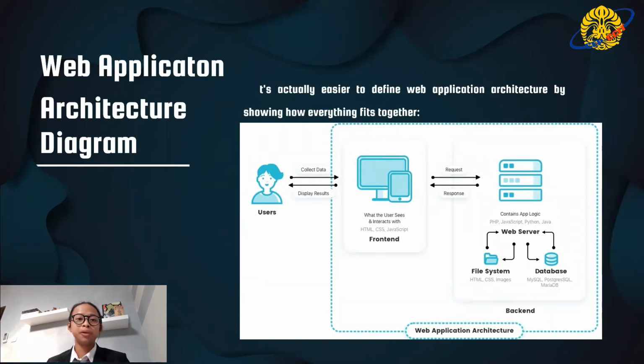So this is the web application architecture diagram. Every web application consists of both a front end and a back end. Front end, also known as the client side, is everything that the user sees and interacts with inside their browser. The main purpose of the client side is to collect data from the user. It is written in HTML, CSS, and JavaScript.